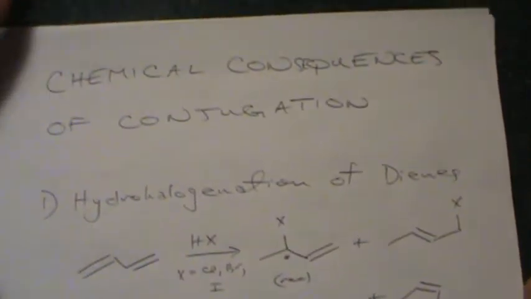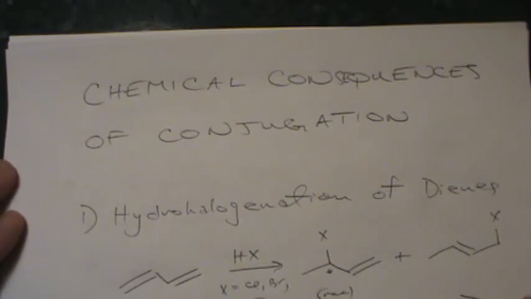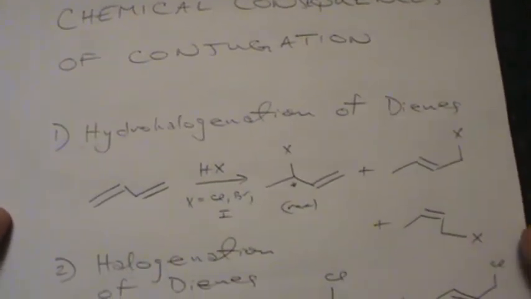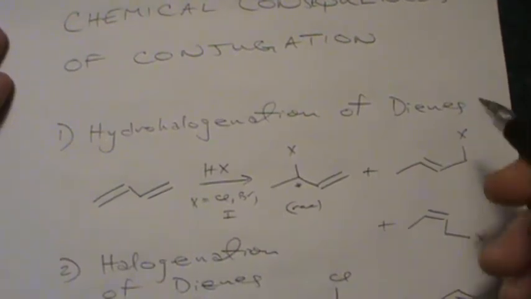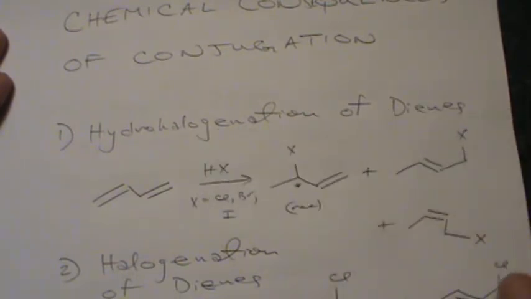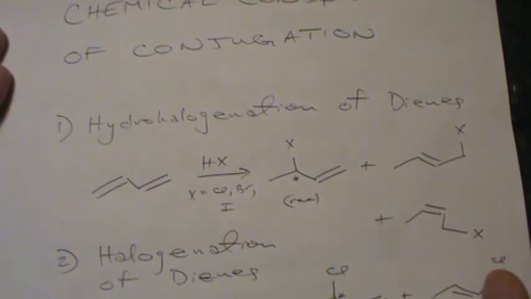So let's talk about some things we've seen recently, chemical consequences of conjugation. I've told you that conjugation impacts a lot of different reactions, and we've looked at a couple of examples. Hydrohalogenation of dienes, for example, is one we looked at recently. You actually saw this reaction for the first time last semester, but we revisited it very recently.